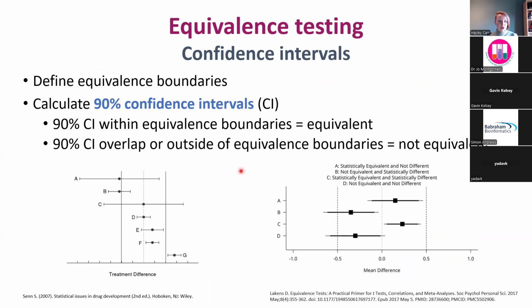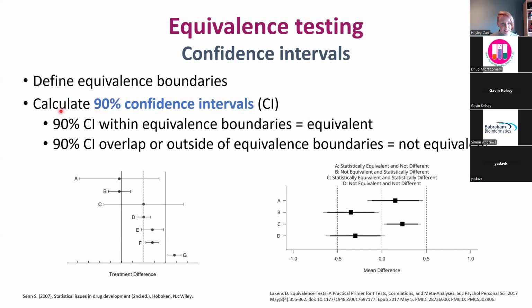So if we go back to equivalence testing, again, when we're doing the confidence interval approach, we have to define these equivalence boundaries, which might be tricky, but unfortunately are not a statistical question. That will depend on your data or on your area of interest, sorry.